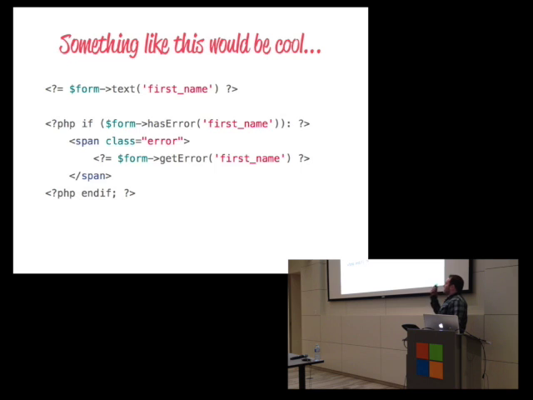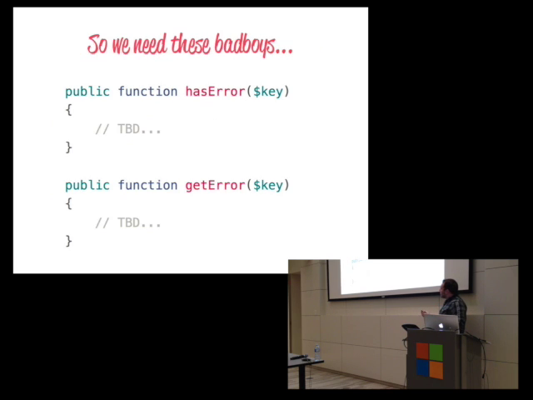We just want to be able to spit out the actual form element. We want to be able to ask the form builder if it has an error for that specific key, and if it does, we want to be able to spit out that error formatted in however way we want to format it. So we need to add a couple more methods to our form builder. We need this hasError method so we can ask it if it does have errors for this particular key. And we need this getError method so that we can actually retrieve the error for that particular key so we can display it however we need to display it.